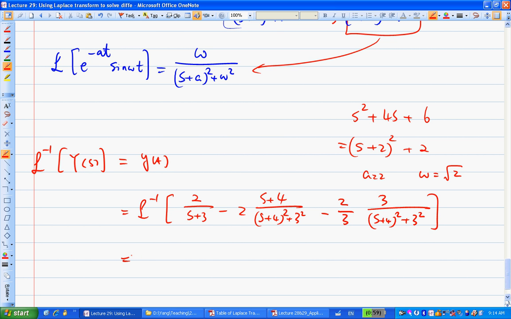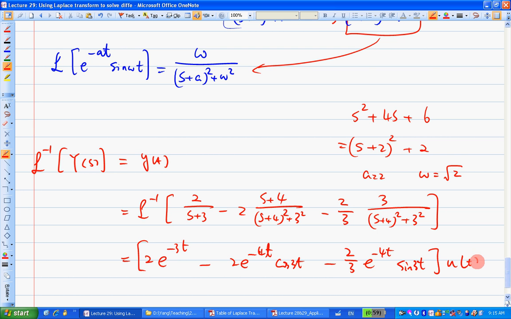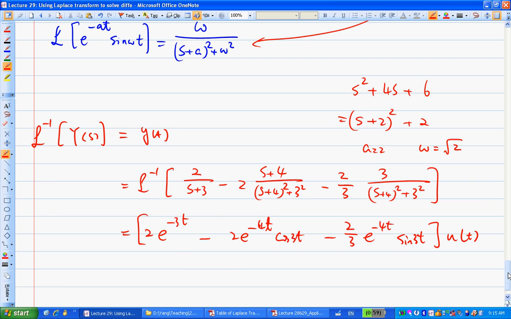Okay, so then use the table. The first inverse Laplace is 2e to the negative 3t. The second one here is 2e to the negative 4t cosine 3t. The other one is 2 over 3 e to the negative 4t sine 3t, multiplied by u of t. So that's the inverse Laplace transform, and that's y of t. That's the solution, right? If you use a different approach, for example in the time domain, undetermined coefficients, you'll get exactly the same thing basically.